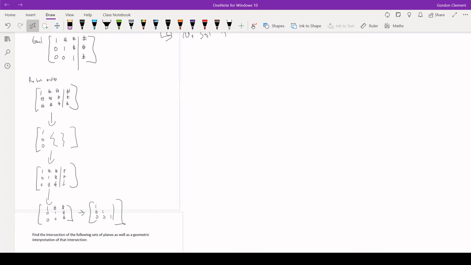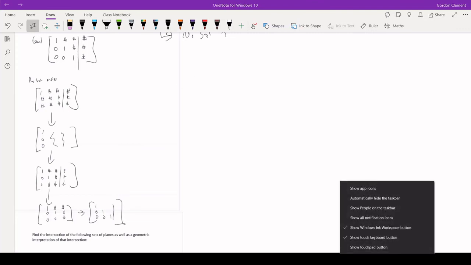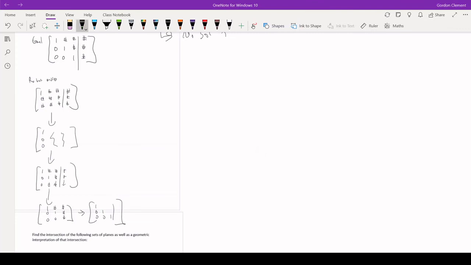Now, three things could happen, right? We could have a point of intersection. You could have the book, a line of intersection, or you could have the tent and no intersection. So what's going to happen is if you get the goal, if you get this, then you have a point of intersection.